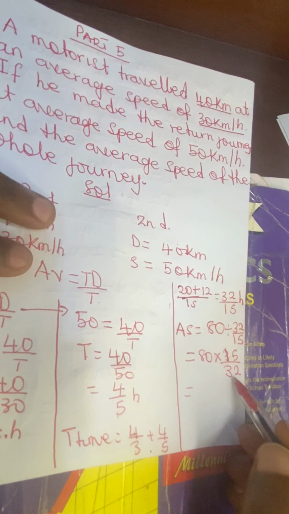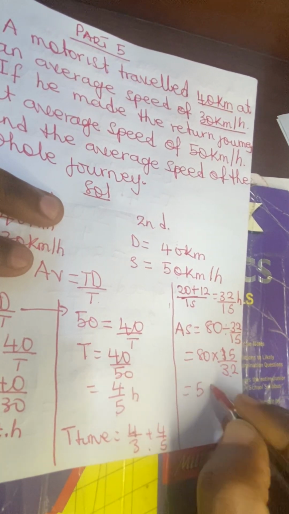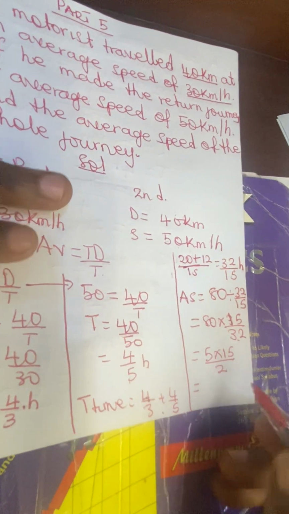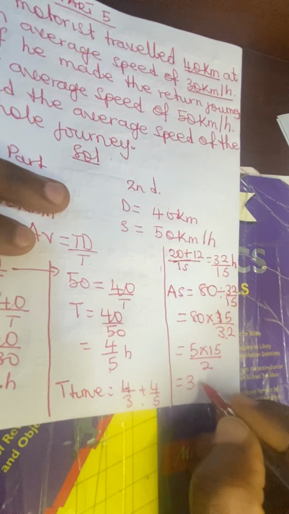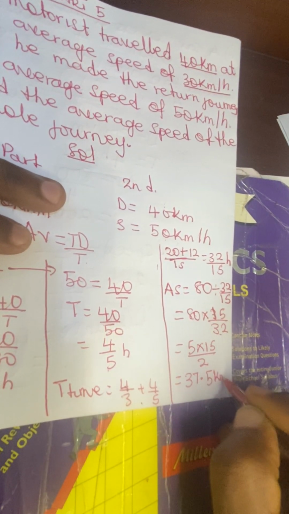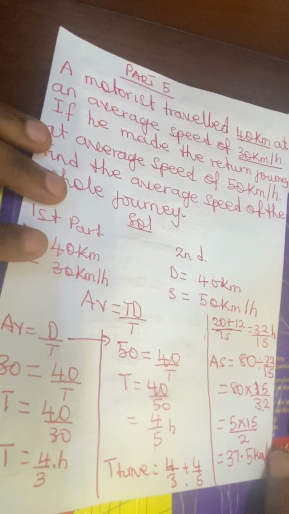Now we can say that 16 goes here 2 and goes here 5. So we have 5 times 15 over 2. And 5 times 15 is 75. 75 over 2 will be 37.5 kilometers per hour. And that is the speed for the whole journey.